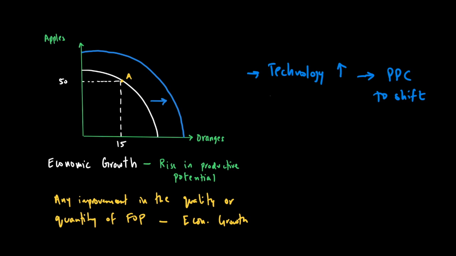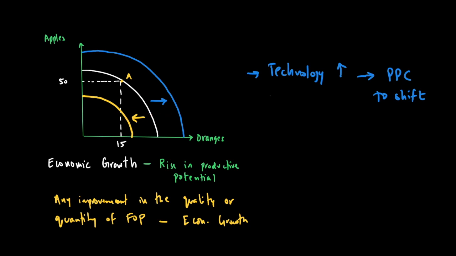Another thing that we need to talk about is that what can make the PPC shift to the left. Like if there's any decrease in the quality or quantity of factors of production, PPC will shift to the left. For example, let's say there is an earthquake in a country, or there is a natural calamity, and suddenly the factors of production, let's say 50% of your land gets destroyed because of, let's say, floods. And that would mean basically your productive potential will fall, which means PPC will shift backward.